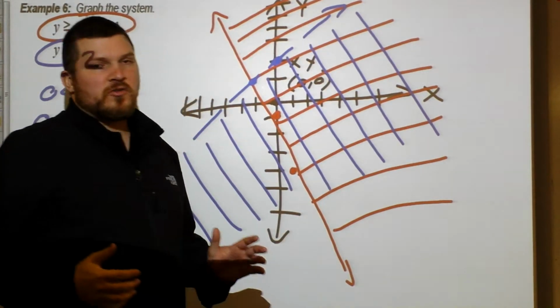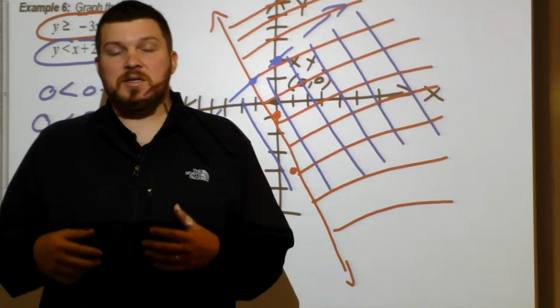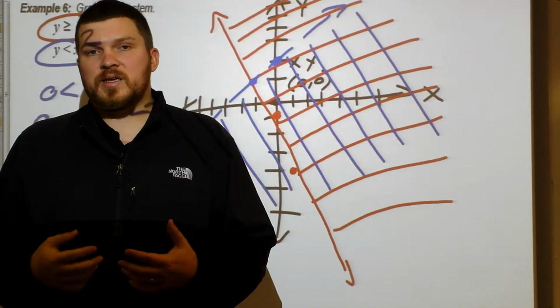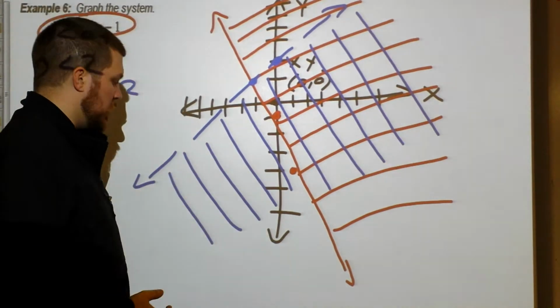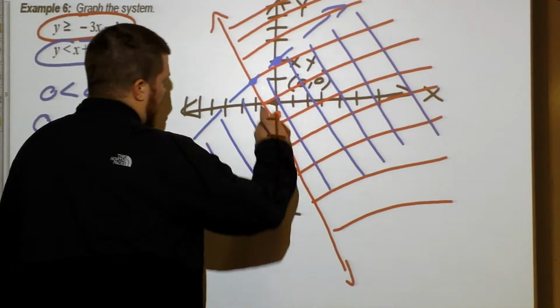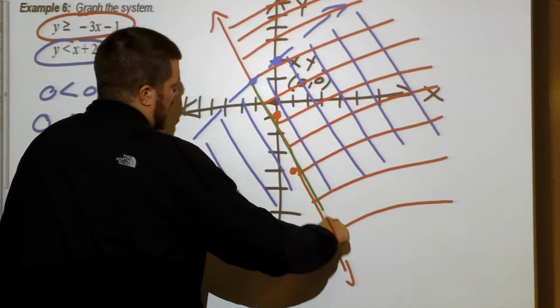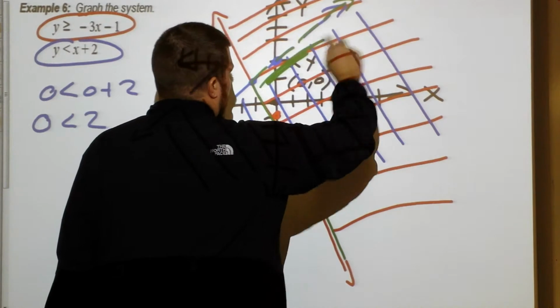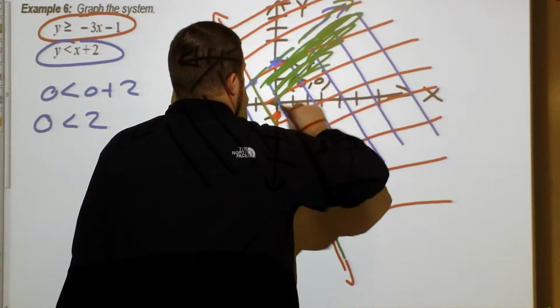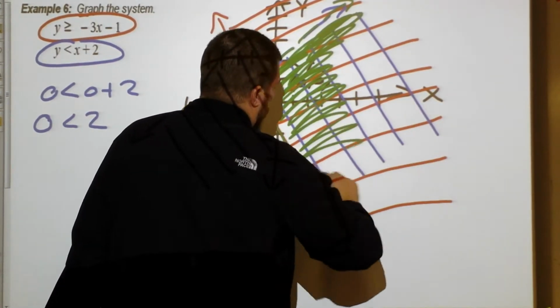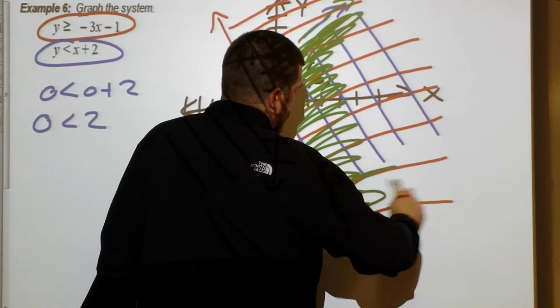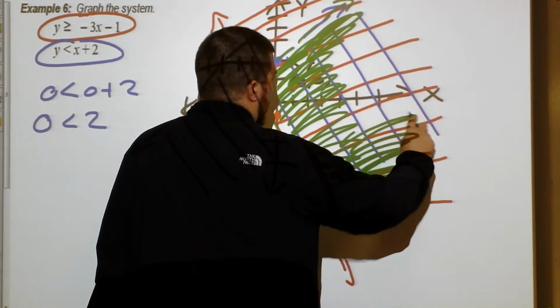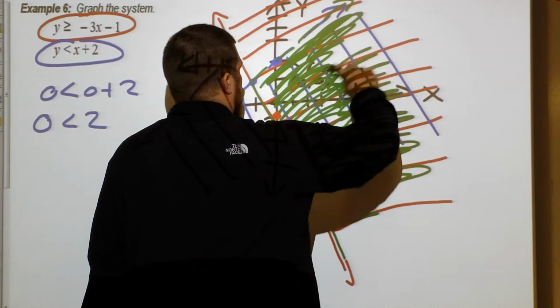Okay, now we want to find all of the x's and y's where both inequalities work at the exact same time. So what I'm looking for now is the overlap. So my overlap is this region right here in green, where both the red and blue inequalities work at the exact same time. So again, it's just a rough sketch.